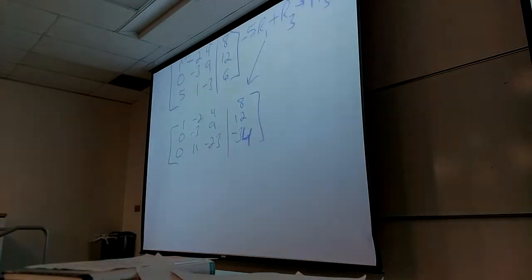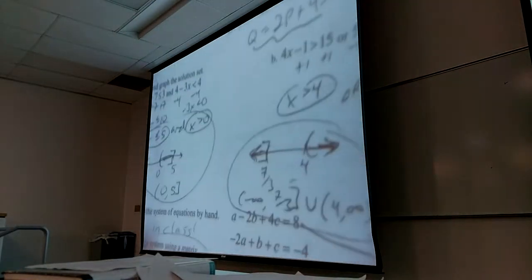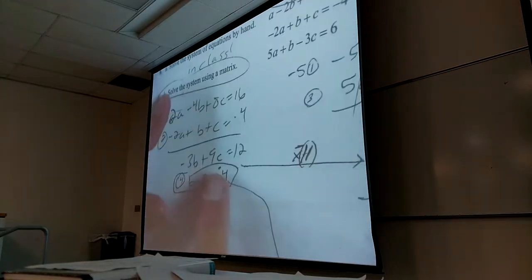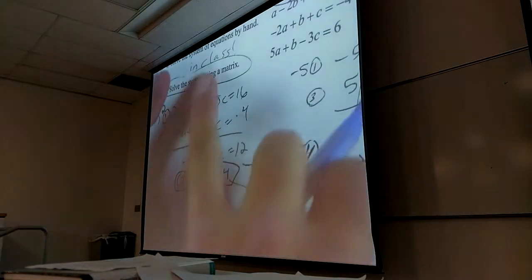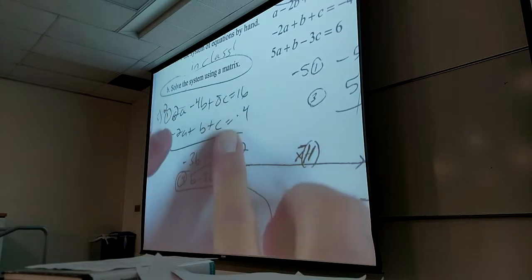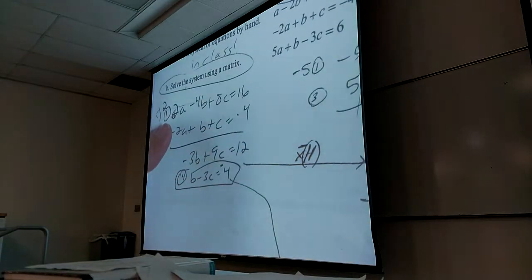Or more fun if you like grammar. Look here. When I did this by hand, negative 3b plus 9c. Oh, of course, it's ABC. I forgot it was ABC. X, Y, Z, who cares?